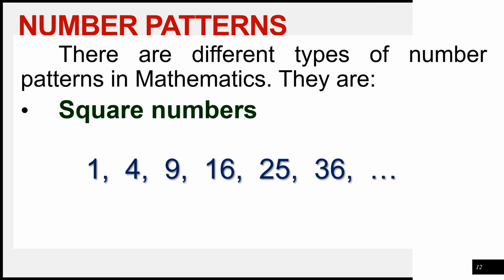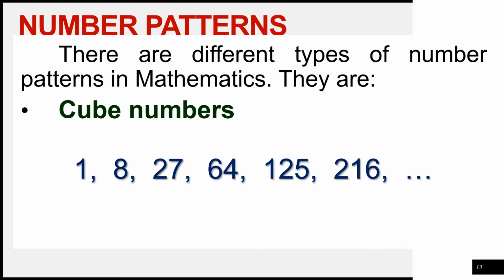The next type of number patterns are the square numbers. The square numbers can be determined by multiplying an integer by itself. Here are examples. We have 1, 4, 9, 16, 25, and 36. How did you get these numbers? All you have to do is just to multiply the counting numbers by itself. And we have 1 times 1 is 1, 2 times 2 is 4, 3 times 3 is 9, 4 times 4 is 16, 5 times 5 is 25, 6 times 6 is 36, and so on.